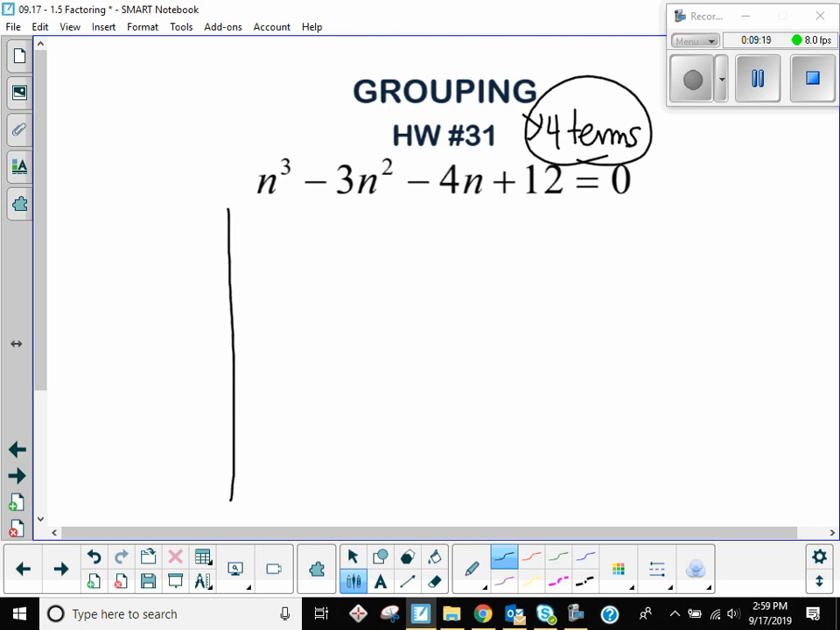And here's how we begin grouping. We group things in pairs. So we'll group the first 2 together and the second 2 together. And that's how we begin. And then we take each of those groups and we GCF them individually. So GCF each group.